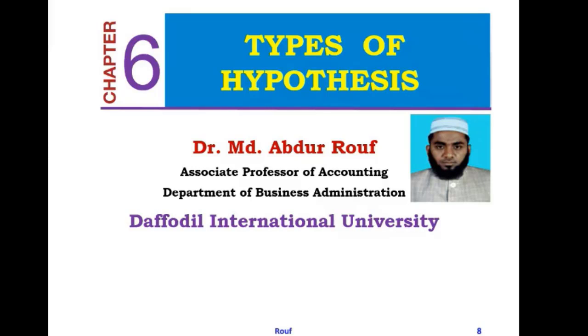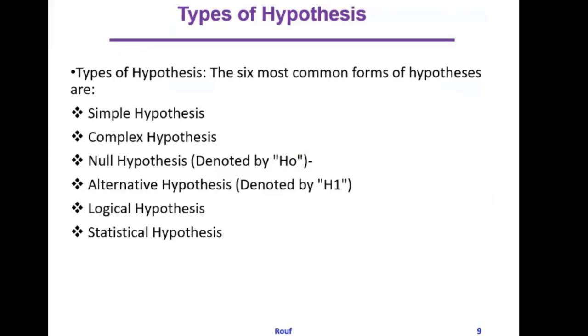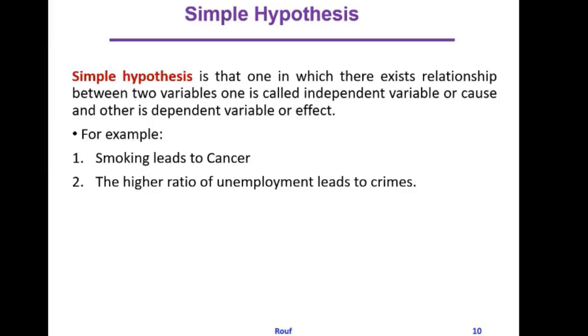Types of hypothesis. There are many types of hypothesis, but the six most common forms are simple hypothesis, complex hypothesis, null hypothesis, alternative hypothesis, logical hypothesis or directional hypothesis, and statistical hypothesis. Now we will discuss them one after another briefly.